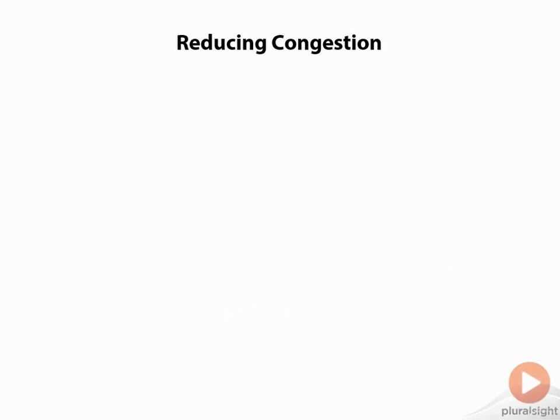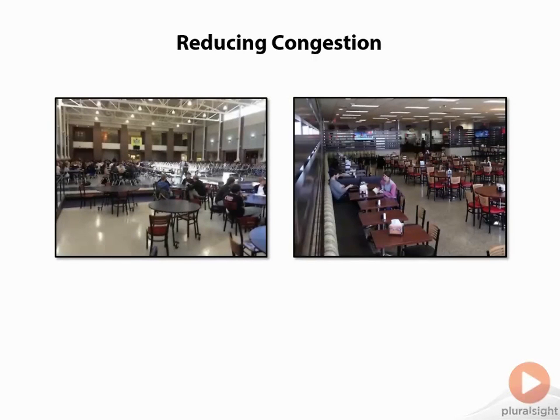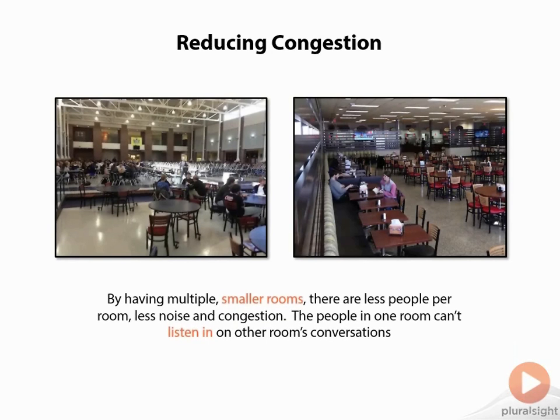If we did it separately, where we segmented this out and created smaller rooms, smaller cafeterias with fewer students in each room, then it's quieter. There are fewer collisions, fewer people talking over top of each other. And you can have a more secure environment as well, because people in one room can't listen in on what's being said in the other room. So we reduce our collisions, basically people talking over each other, and we also increase our security.